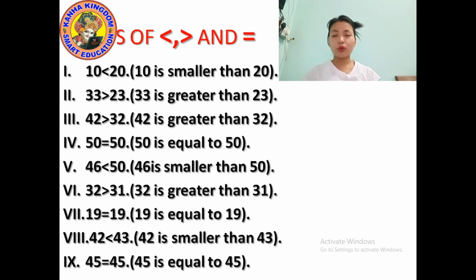And the last one is 45 is equal to 45. We all know that 45 is equal to 45, but if you write "is equal to", it takes a lot of time. So to save time, you can write the symbol of equals to. The symbol of equals to is two parallel lines.